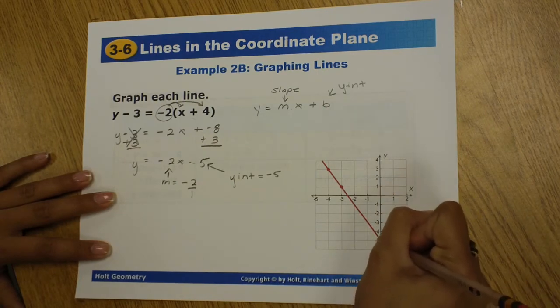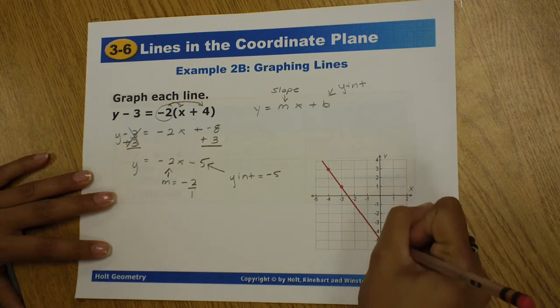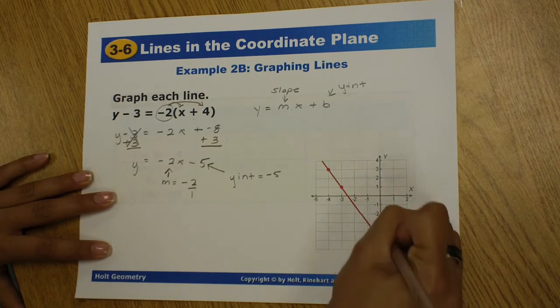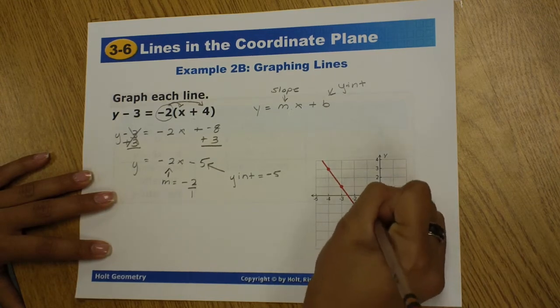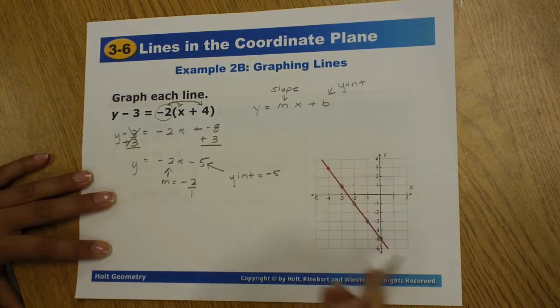Oh, they did it differently. Alright, so I've got my y-intercept here, and then I would go down 2 to the right 1, or I can go backwards and go up 2 to the left 1. And then this would be my line.